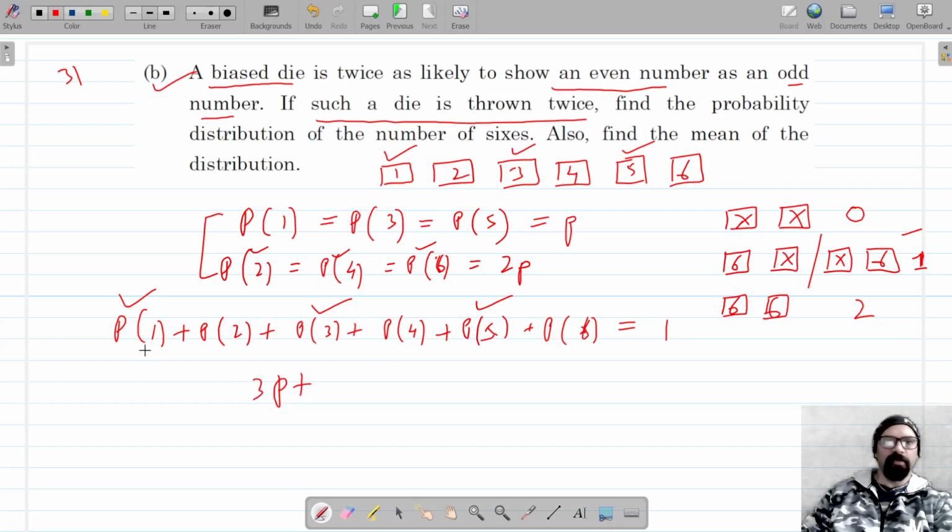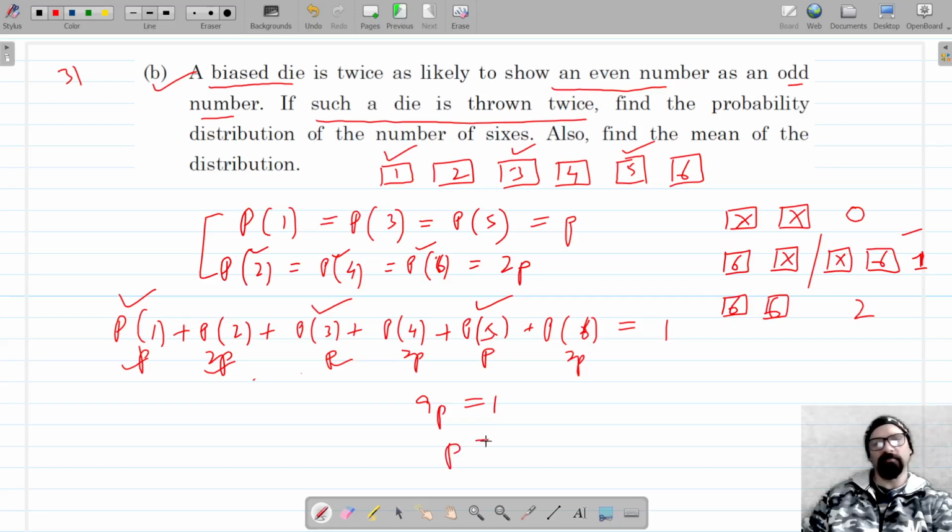So the probability of 1 is P, probability of 3 is P, probability of 5 is P. Probability of 2 is 2P, probability of 4 is 2P, and probability of 6 is 2P. So now if we add them, it's P plus P plus P plus 2P plus 2P plus 2P, which is 9P, and that is equal to 1. So that means P is 1 by 9.